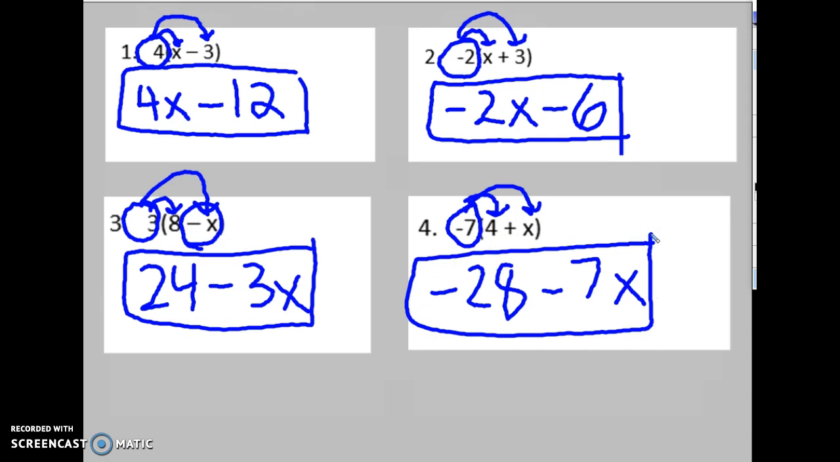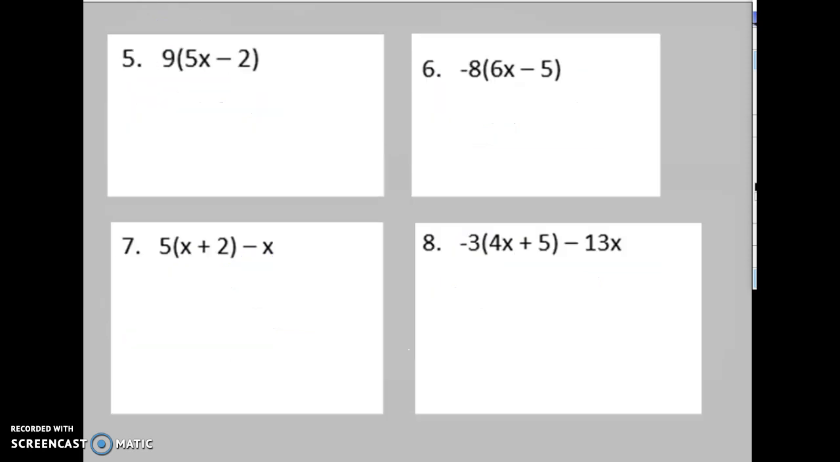Now, not all of the problems are going to be this simple where all you have to do is distribute. You will have problems later on, problems 7 and 8, where we have to then combine the like terms. So we'll get to that here in just a minute. I would like for you to pause it right now and try number 5 and number 6 on your own. And then as soon as you're finished, go ahead and hit play again to check your work.